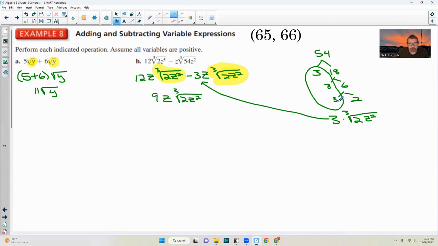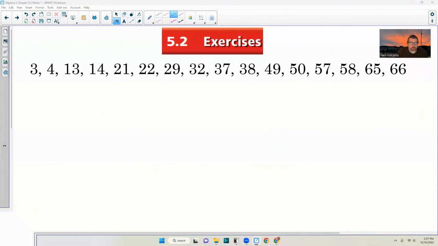So those 3 3s that were inside became 1 outside. That goes in front of the z that was already there. Got like terms, and that comes down as 1. Okay, now that's correct. So now you should be able to do problem 65 and 66.